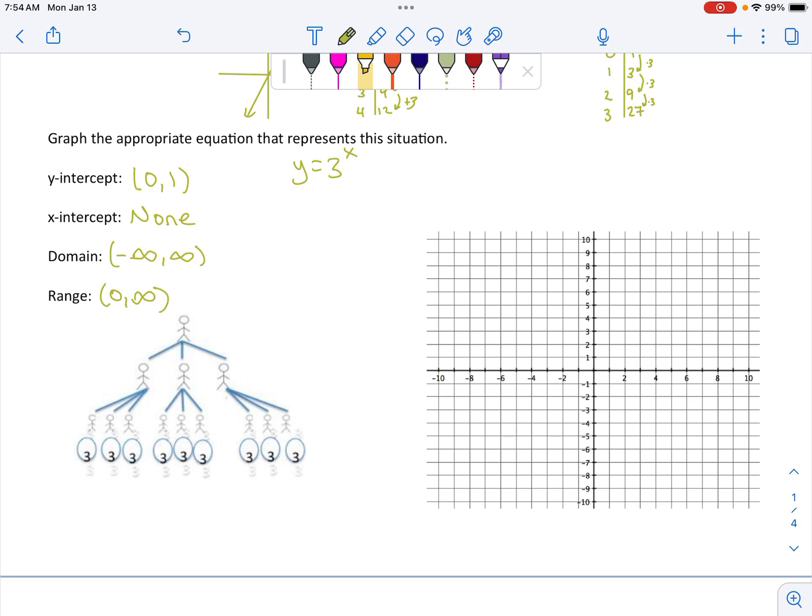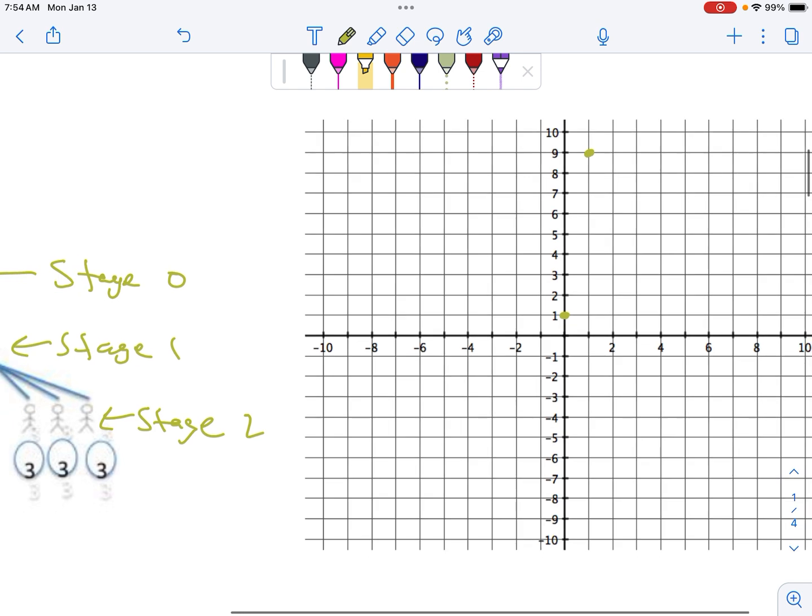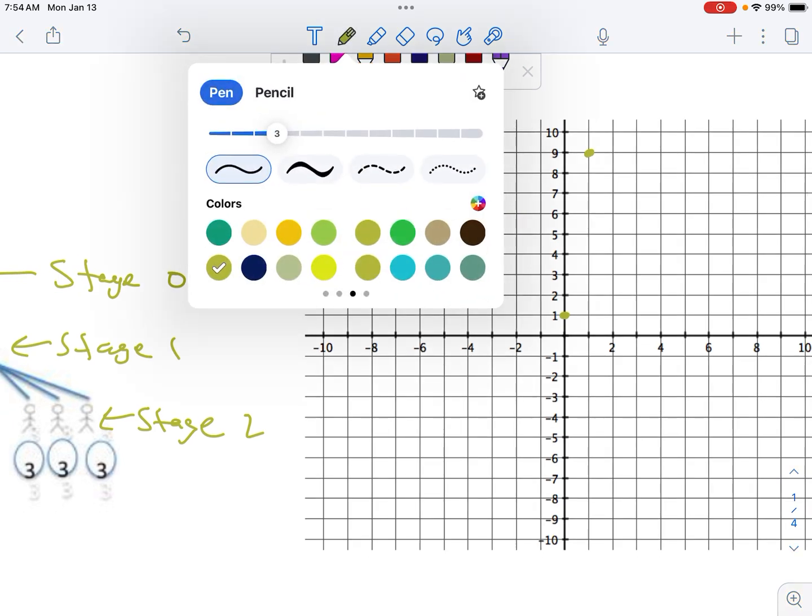So here are the key features for y equals 3 to the x. This is just a visual that if you start with one person times 3 times 3, that's exponential growth. So this is kind of like stage 0. Stage 1 would have 3 people. So if we plot those points, so 0, 1, and 1, 9, I think that's all we're going to have room for. Let me draw the horizontal asymptote.